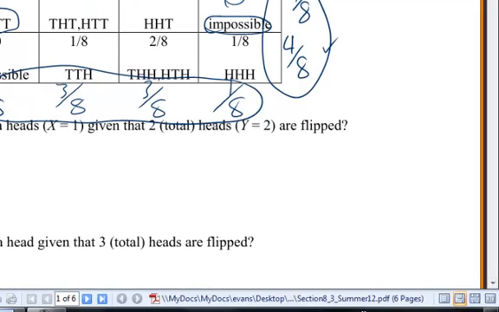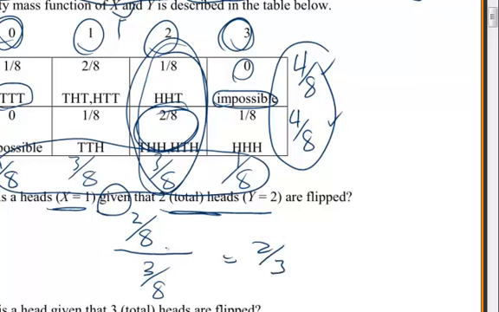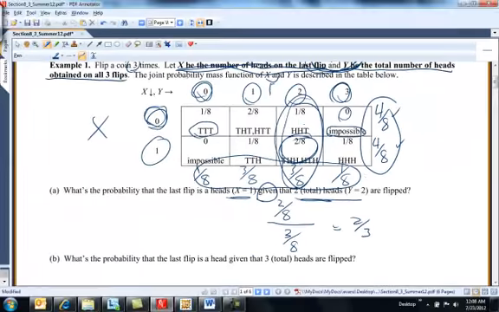What's the probability the last flip is heads given 2 total heads? So here's 2 total heads. I'm sitting in here. Given 2 total heads, so that's my denominator. What's the probability of 1 head on the last flip? So that's 2/8. So this is going to be 2/3. If you think about it, when Y is equal to 2, there's 3 cases, and 2 of them have a head on the last flip.